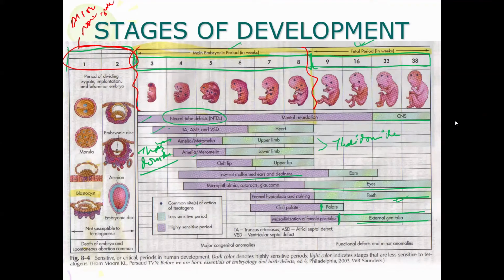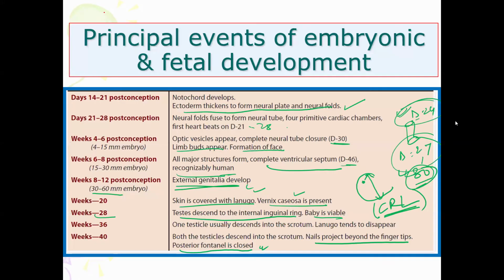But from week 3 to 8, this is the period of major teratogenic effects. Okay, so major congenital anomalies occur by 8 weeks. And from week 9 to 38, minor defects occur, as well as functional ones, like in the CNS, a patient may develop mental retardation, slow mentation. Okay, so like that. So this is all about the fetal development.